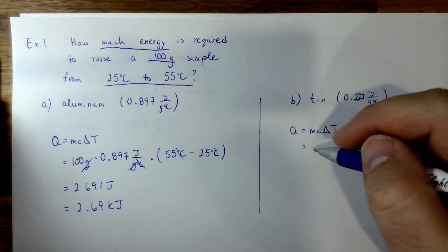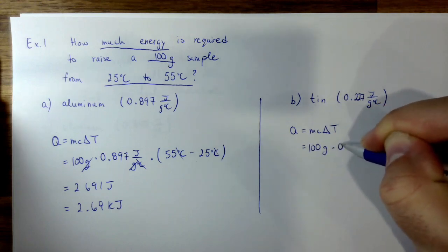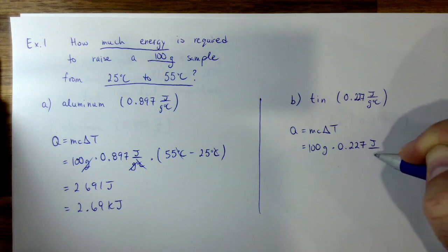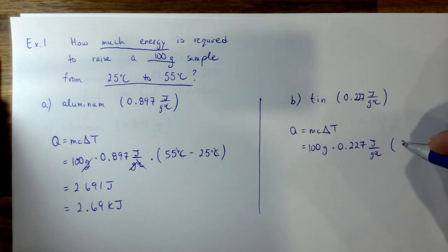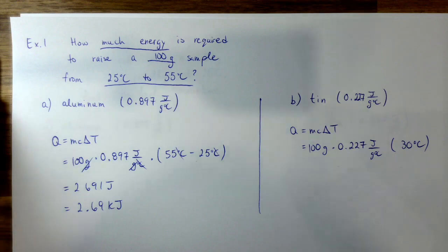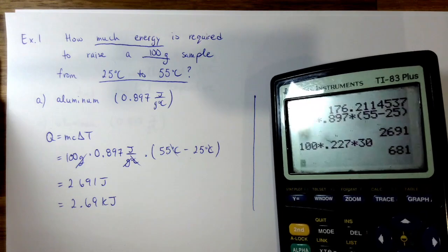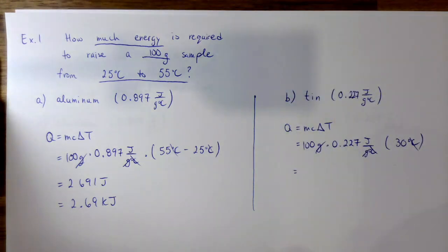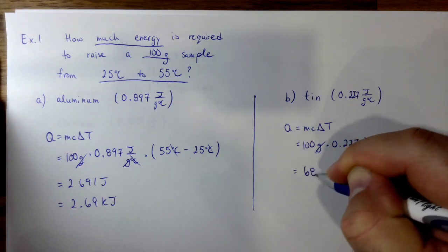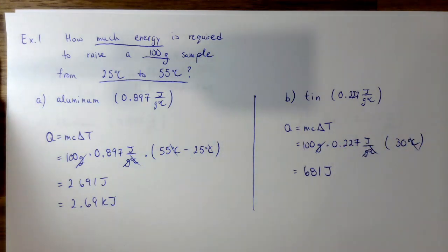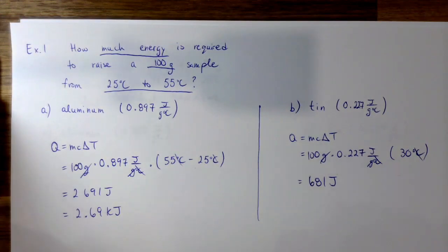Let's take a look. It's still 100 grams. My heat capacity is 0.227. My temperature change is still 30 degrees Celsius, 55 minus 25. My grams cancel grams, Celsius cancel Celsius. And it will be 100 times 0.227 times 30. Okay, this time I get 681 joules.